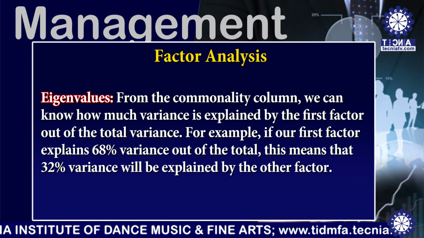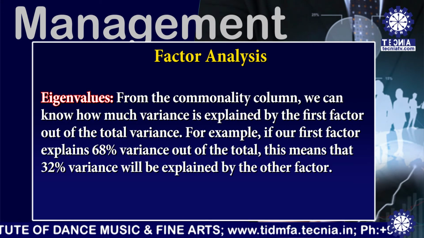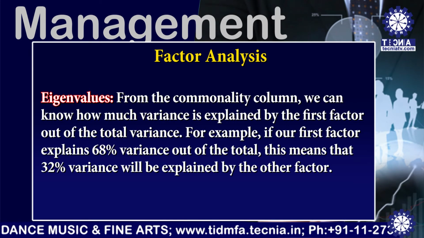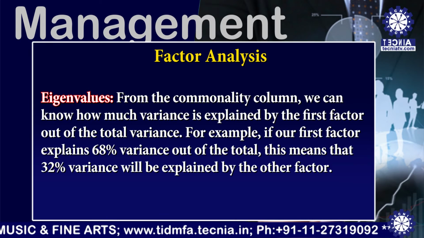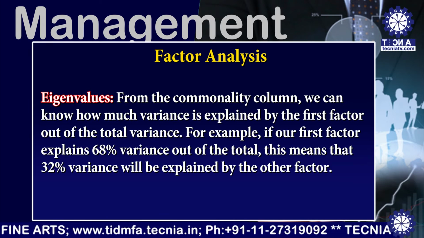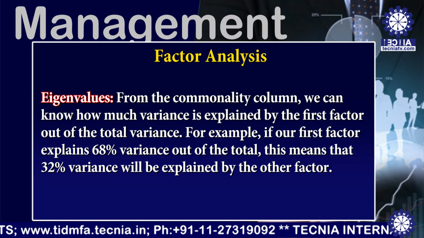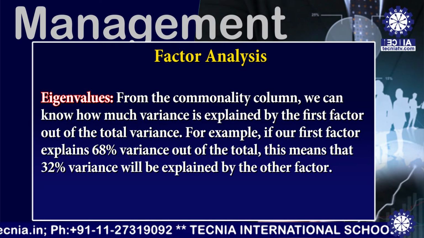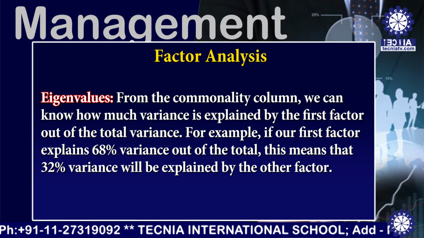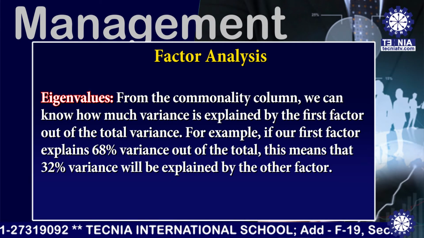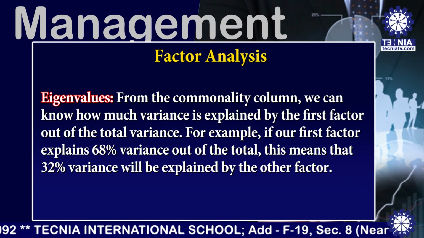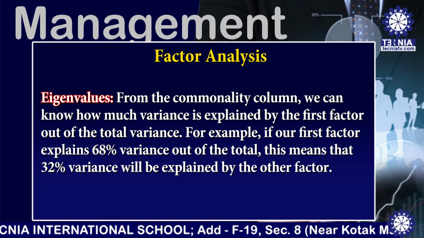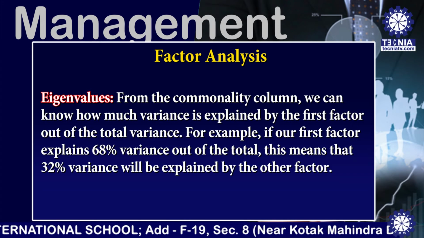From the communality column, we can know how much variance is explained by the first factor out of the total variance. For example, if our first factor explains 68% variance out of the total, this means that 32% variance will be explained by the other factors.